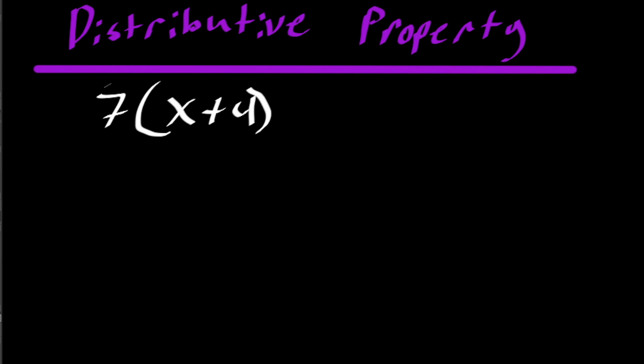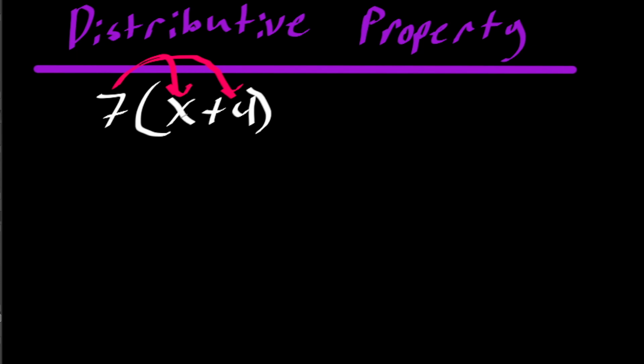So here's what you do. If you have a number, or it could be a variable, it could be pretty much anything, if it's multiplied on the outside and there's 2 or more terms on the inside, this 7 gets multiplied by x, but it also multiplies by 4. Okay, it distributes to both. That's where we get the name distributive. So essentially you still multiply, but this outside number, letter, whatever it is, doesn't just get multiplied to one term, it gets multiplied to all terms.